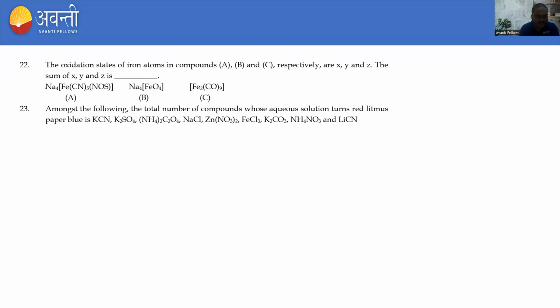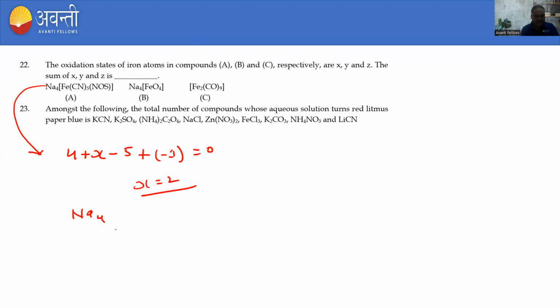So in the first one, to calculate the oxidation state, we all know Na has 4 plus, Fe you need to calculate, CN has minus 1 into 5, that is minus 5, and NO has minus 1. So we can say this is equal to minus 1. On calculating, you'll get X comes out to be 2.